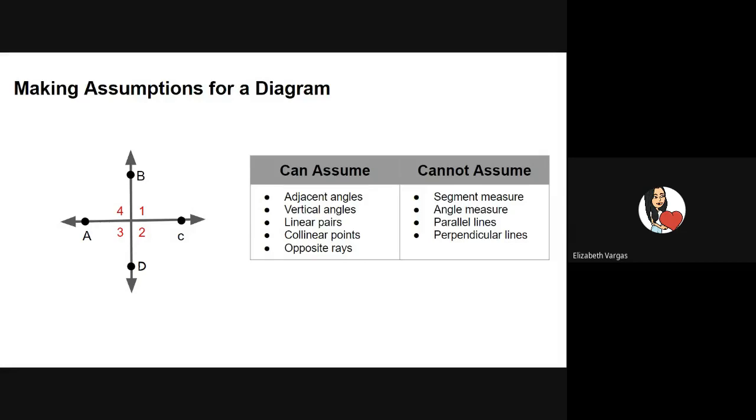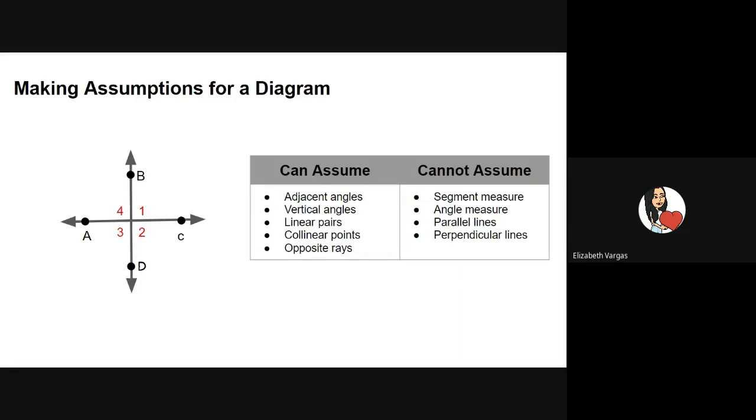The reason I can't assume that is because in order for two lines to be perpendicular to each other, they have to intersect at exactly a 90-degree angle. And the only way I'd be able to assume that is if I had a symbol right here indicating that those were 90-degree angles. But because I'm not told that those are 90-degree angles, I can't assume that. But I can assume they're intersecting. I just can't assume that they're perpendicular.